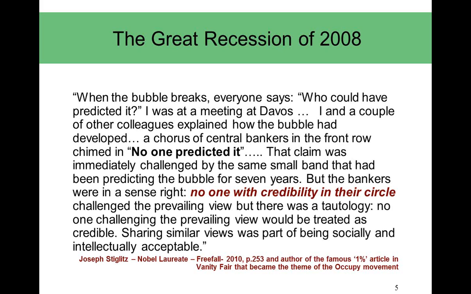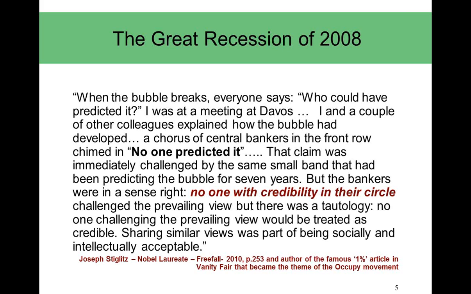No one with credibility in their circle challenged the prevailing view, but there was a tautology. That means a circular truth. No one challenging the prevailing view would be treated as credible, so they wouldn't let them in the club. And sharing similar views was part of being socially and intellectually acceptable. So even Stiglitz, as a Nobel laureate, and Nouriel Roubini were outsiders in terms of this club. You can be famous and very recognized and still not get into the conventional wisdom.